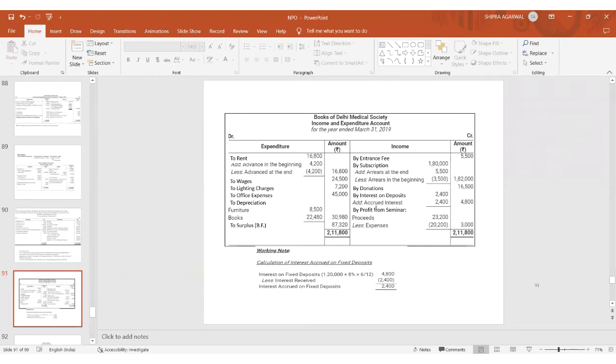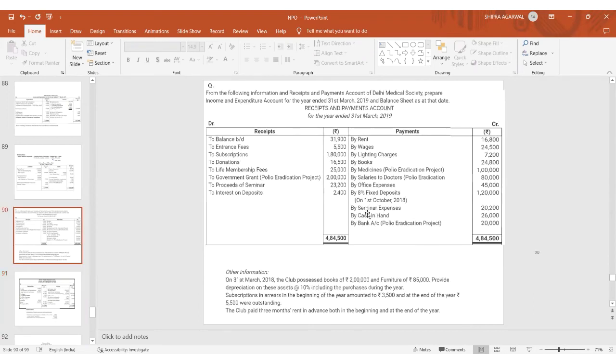Then interest on deposits, that is 2,400. Now just have a look. Interest on deposits is your total deposits are of 1,20,000, on which you have to calculate the 8% interest. So if I talk about 1,20,000 into 8%, that is 9,600. But this interest is starting from the date 1st October. So this will be into 6 by 12. So the total interest comes out to 4,800.